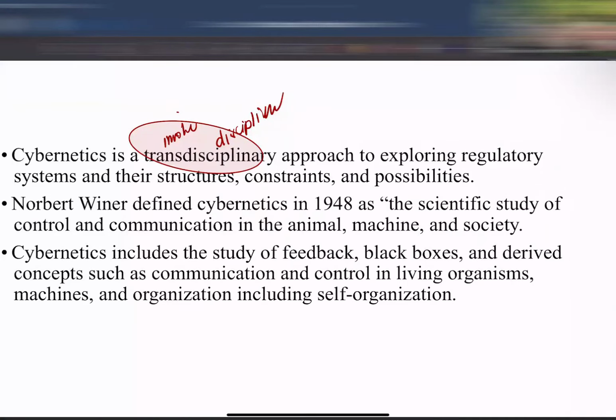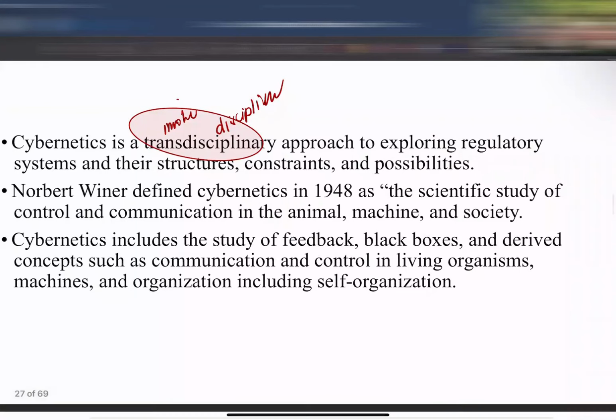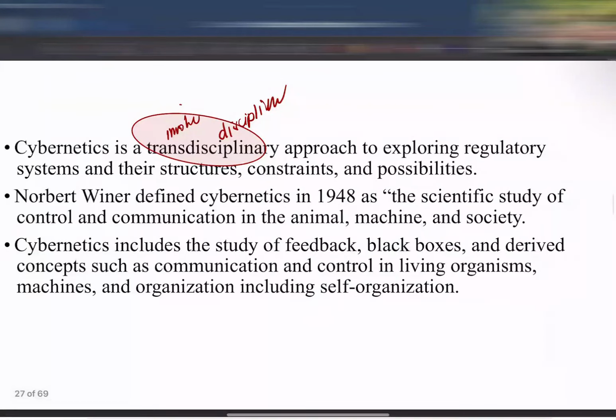So as Wiener defines it in 1948, it is the scientific study of control and communication in the animal, machine, and society. So class, pag sinabi kong cybernetics, cybernetics does not actually refer to technology alone. When you talk about cybernetics, it entails communication and automated control systems.